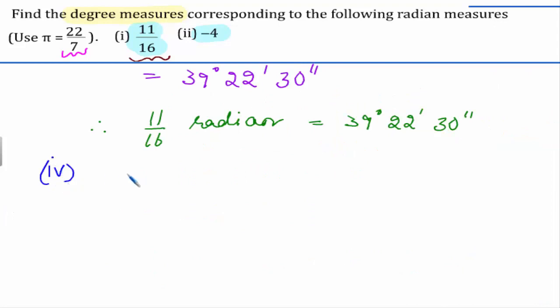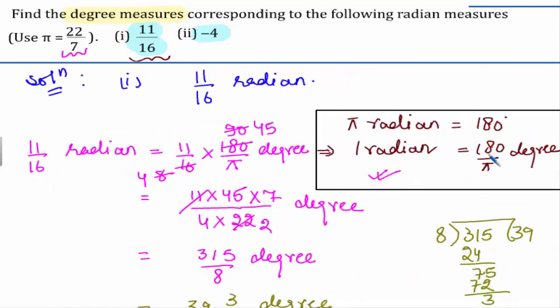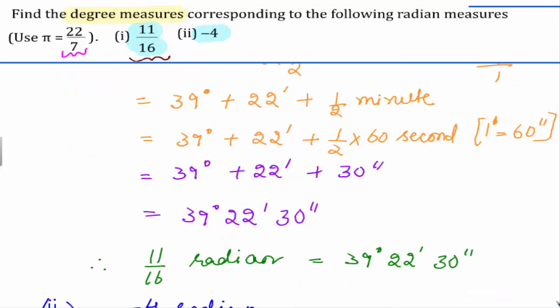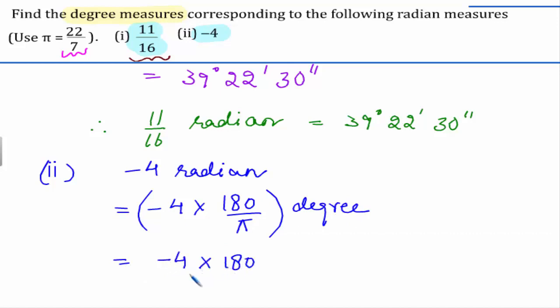In the fourth part we have minus 4 radian, and minus 4 radian can be written as minus 4 into, now 1 radian is equal to 180 upon pi degrees. So here we have 180 divided by pi degree. Now we are given the value of pi, that is 22 by 7. So we have minus 4 into 180 divided by 22 into 7 degree.